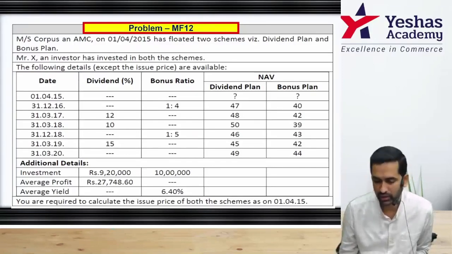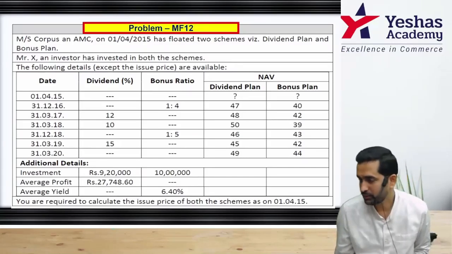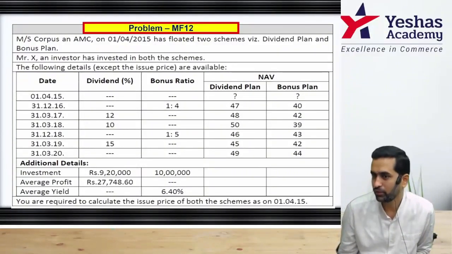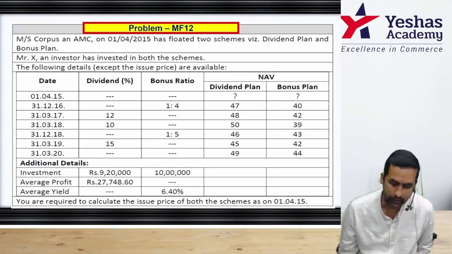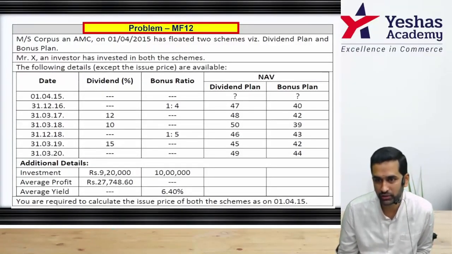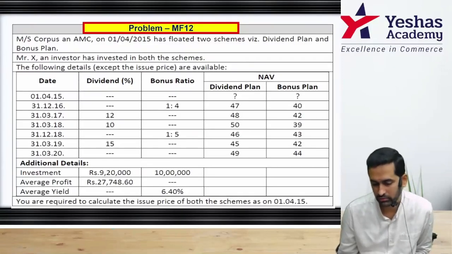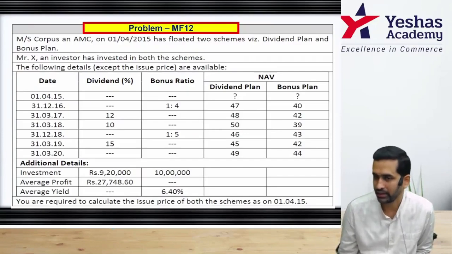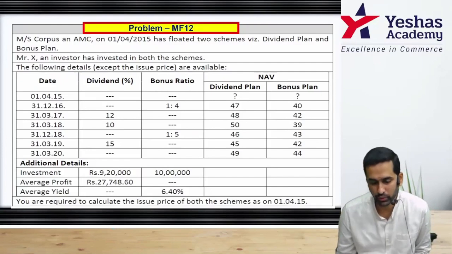And you have the NAVs on all other dates except the starting point. Additional details: investment amount is given to you, but number of units is not given to you, that you will have to calculate. Second, average profit is given. Please underline the word average. This is not total profit. This is your annualized number. Even that number is not given for bonus. And then average yield. Again, the word is average. That means they have calculated annualized figure. For one, they haven't given. For the other, they have given 6.4%.